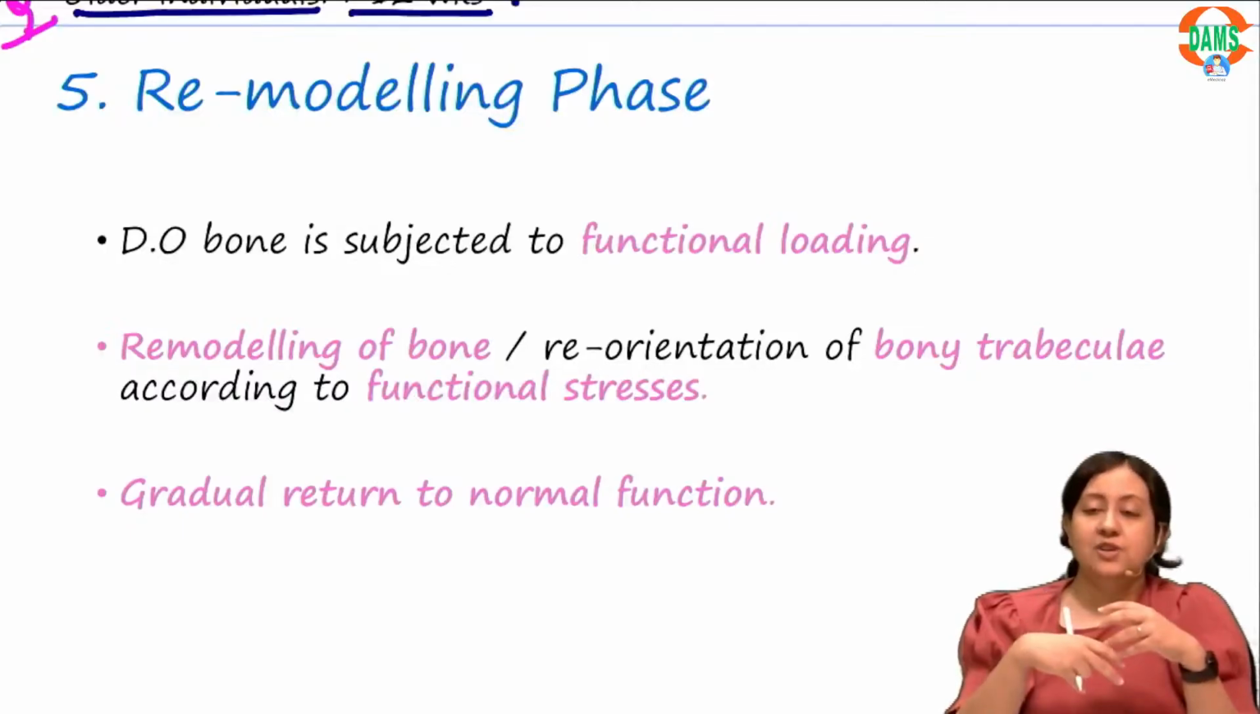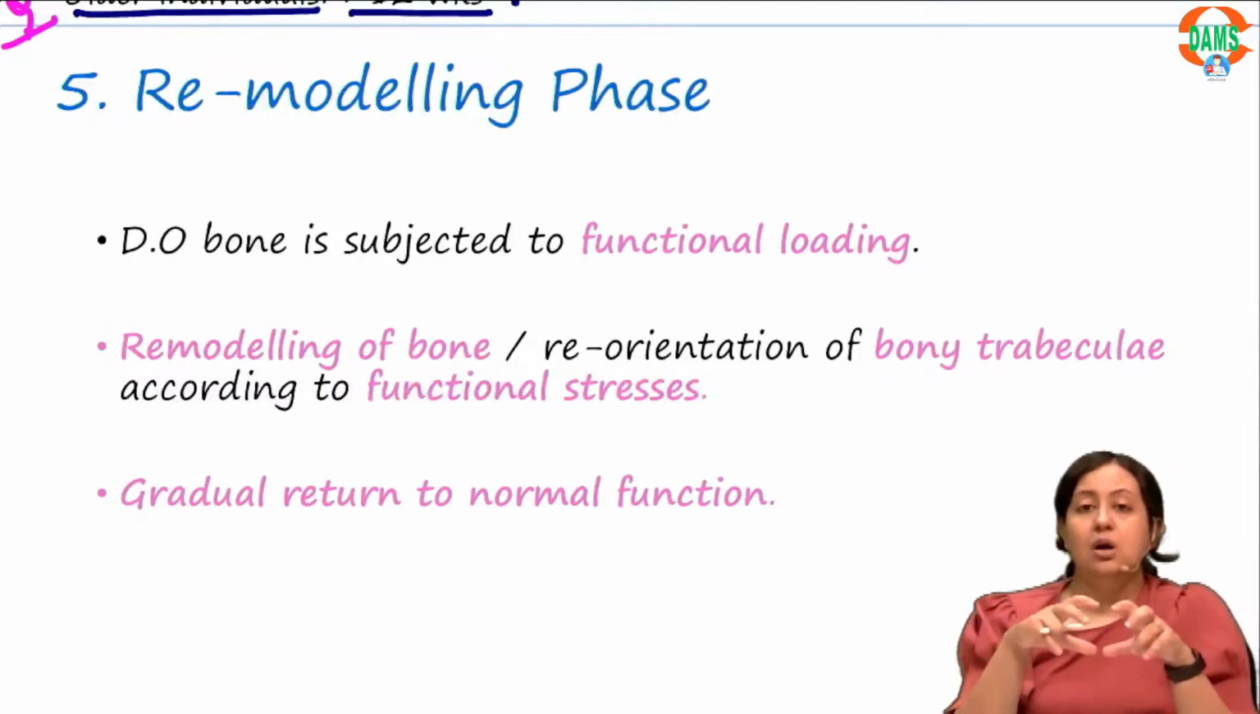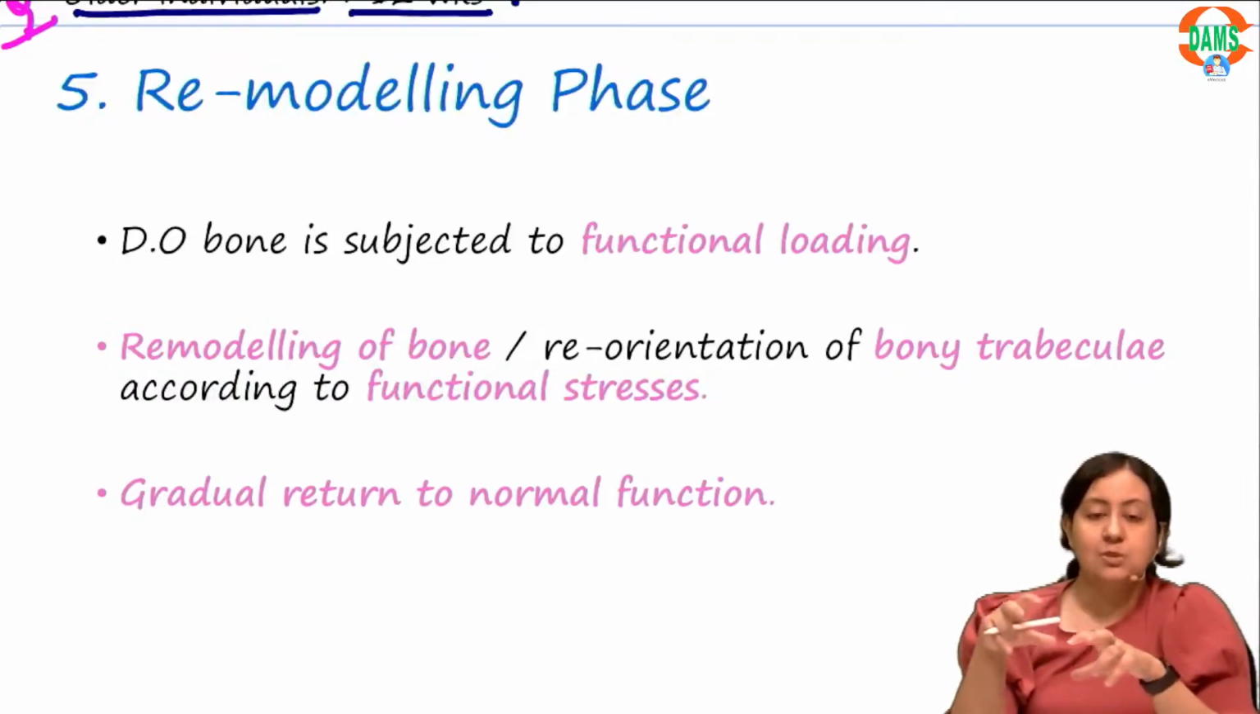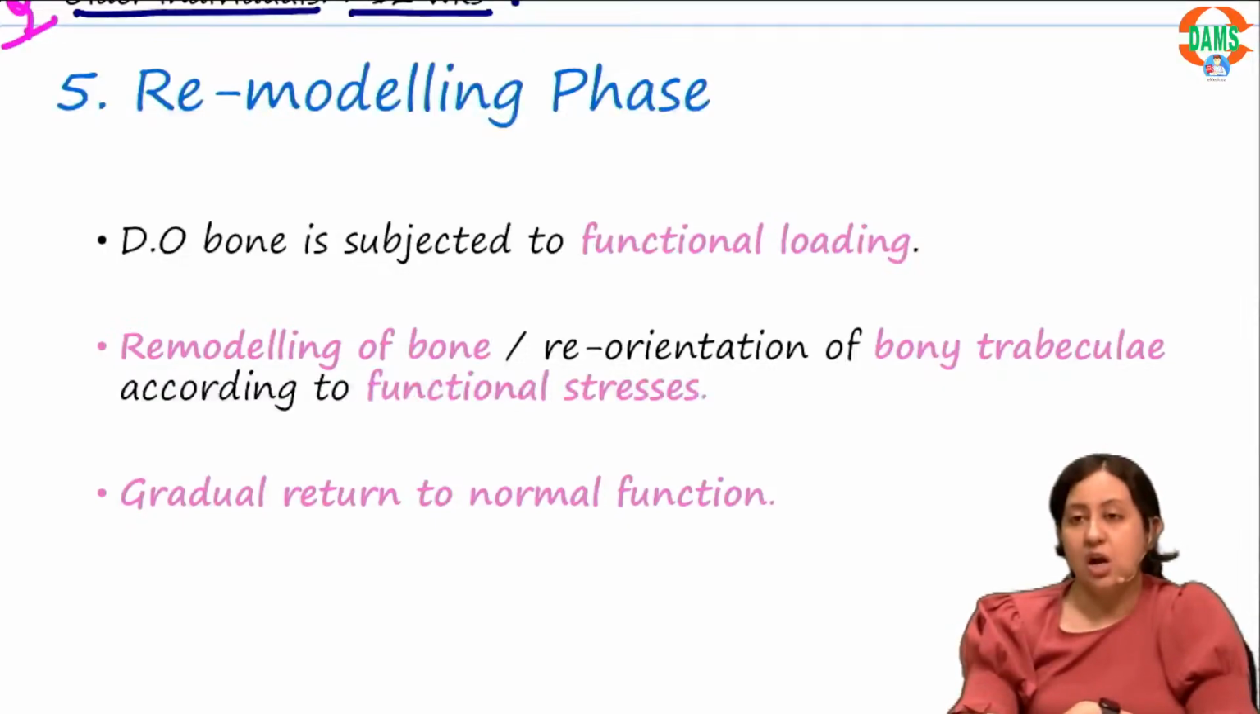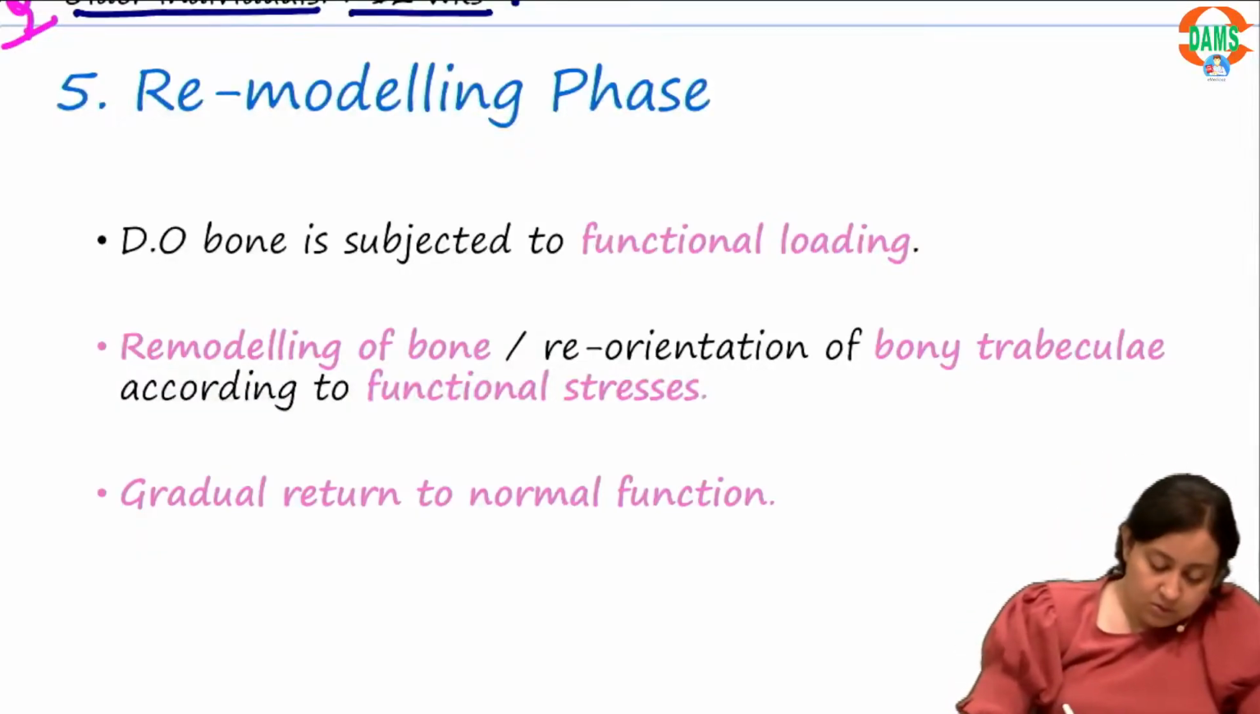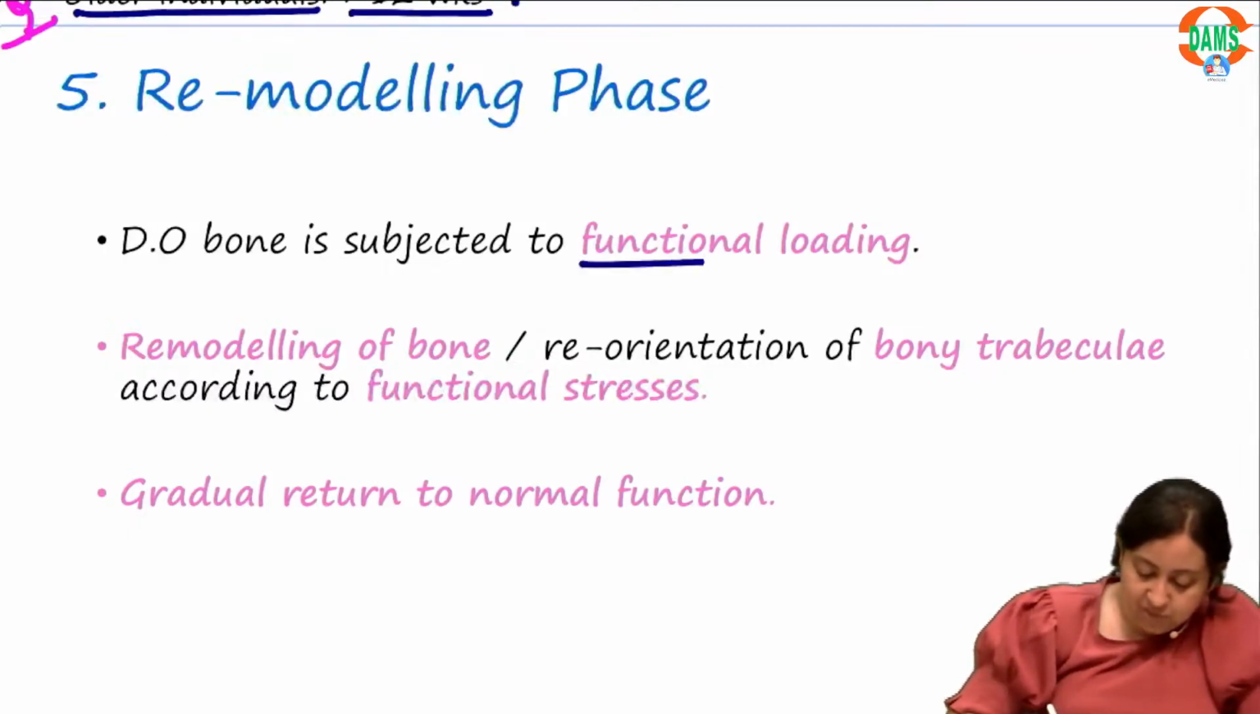Okay. And in this phase, what will happen? The trabeculae will reorient themselves as per the occlusal forces which are falling on the bone. So this is known as the remodeling phase. In this phase, the distractor device is no longer with the patient. You have removed the distraction device and you subject the distracted bone or newly formed bone to functional loading. Understood? So what is happening is, the bone is subjected to functional loading.